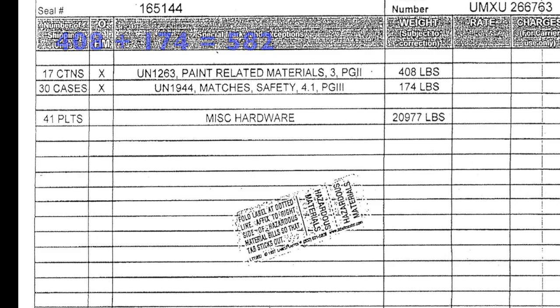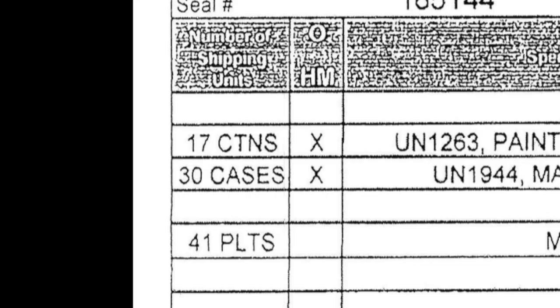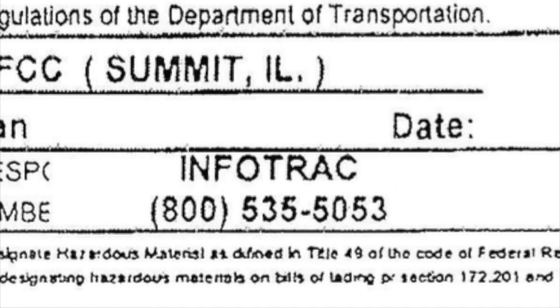Do we need to check this BOL to make sure it has everything we need? Does the piece count have a description? It looks like 17 cartons, and the other one is 30 cases. Can we find an emergency number on the BOL? Take a moment and try to find it. We'll find it at the bottom of the page. It says InfoTrack, and it's got a phone number.